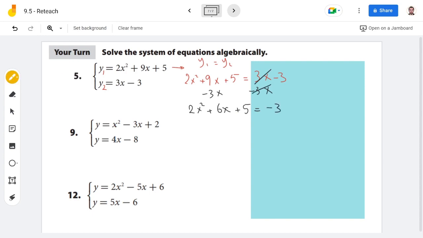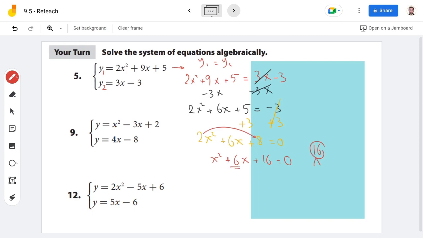Now you can add 3 to both sides, so you cancel this out: 2x squared plus 6x plus 5 plus 3, which is 8, equals 0. Now factor this. What are the factors of this one? To factor this, we need to multiply a with c. Now, what are the factors of 16 that give me 6?